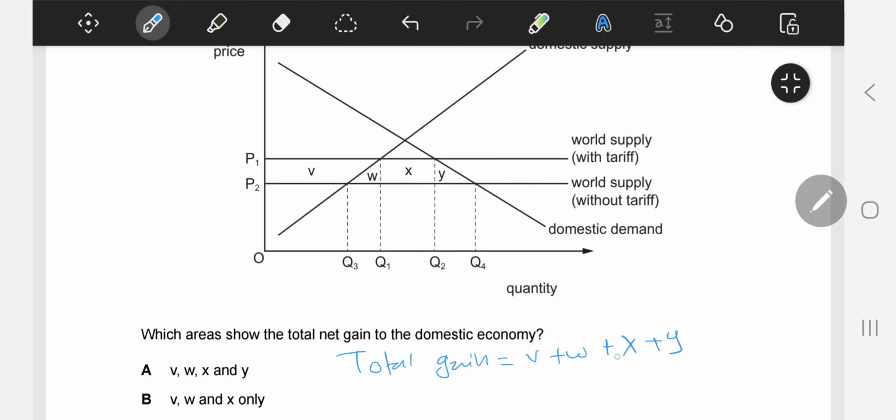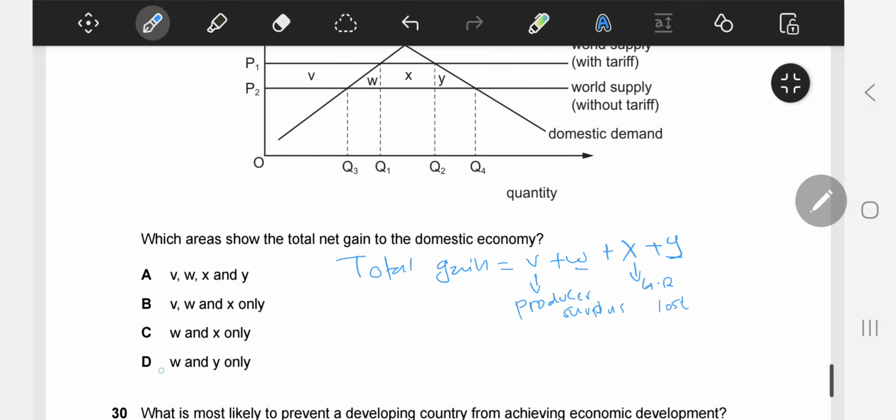So this is all the gain. But V is going to be lost. So this is going to be producer surplus lost. And X is going to be government revenue lost. So what will remain with is W and Y. So that will be our net gain, W and Y. So what will remain with this is W, this area and that area there.